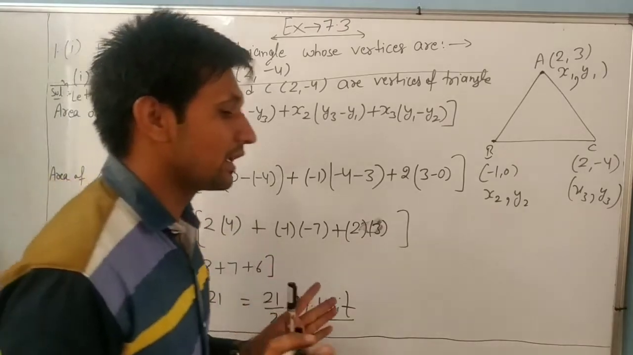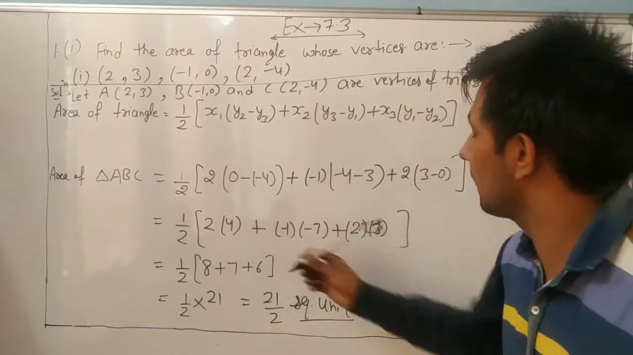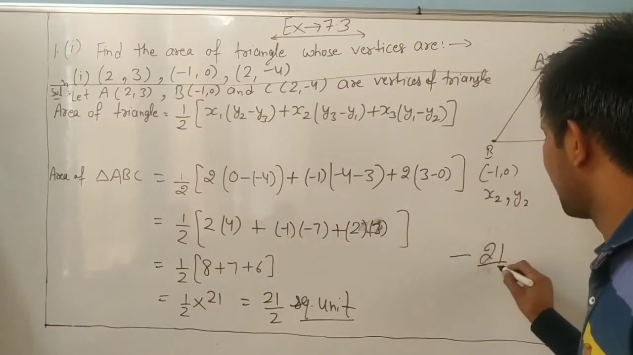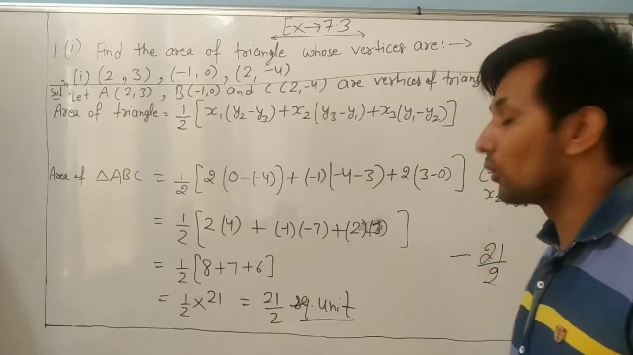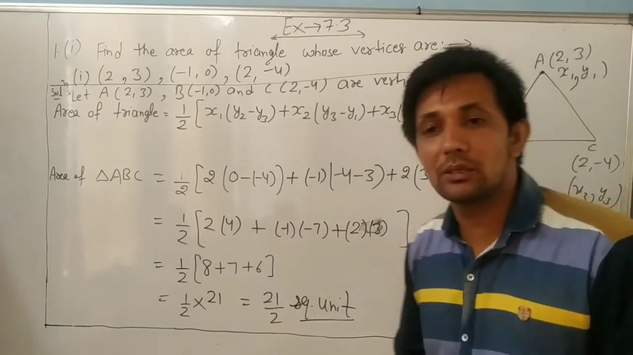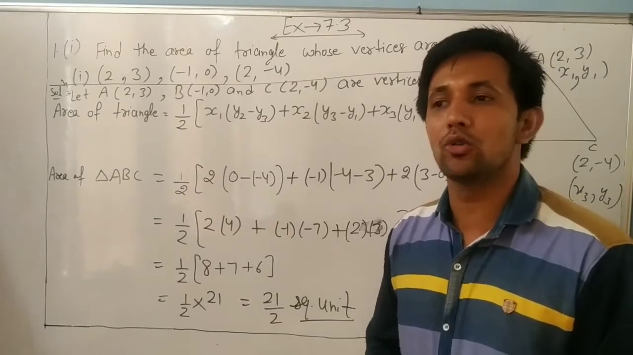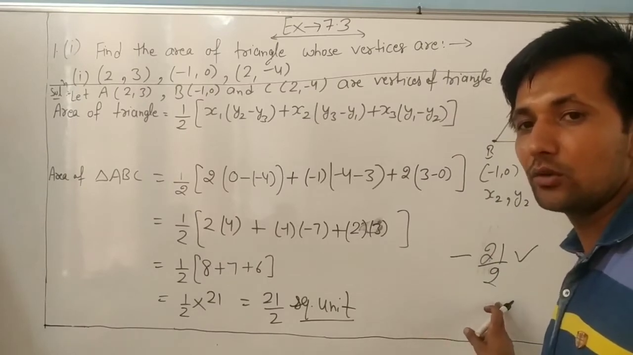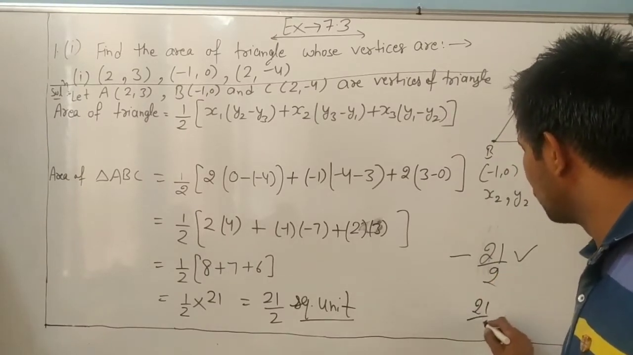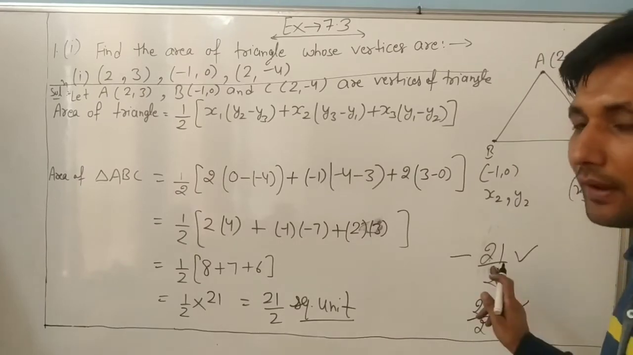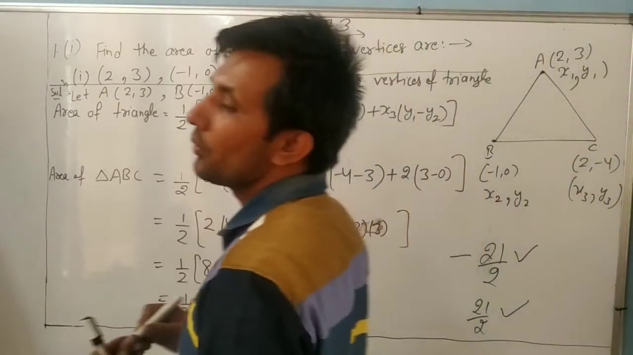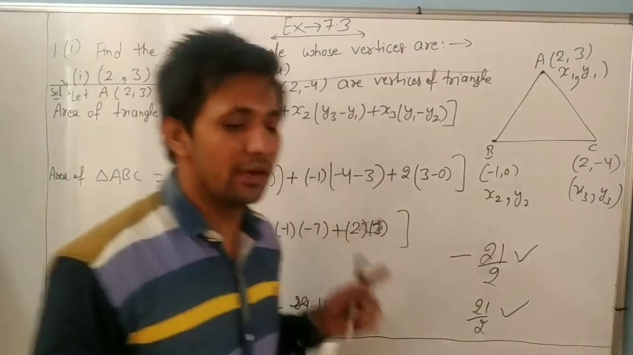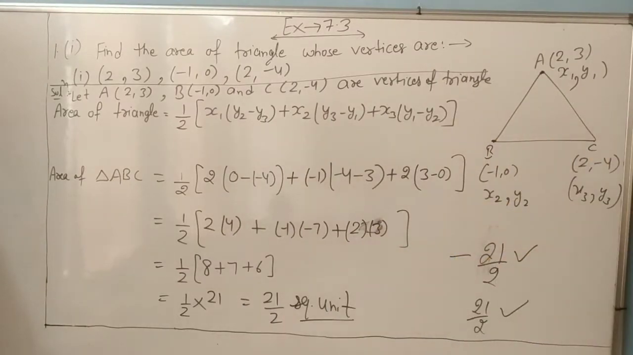Okay, and listen to me. Sometimes the answer may come in minus, suppose minus 21 divided by 2. So what will we write? Is it possible for area to come in negative? No. So you will write that area cannot come in negative. Therefore, the area you will write as positive, 21 upon 2. If any time area comes in negative, we will write it always positive. Okay, note it down. The second part you will do yourself for this first question.